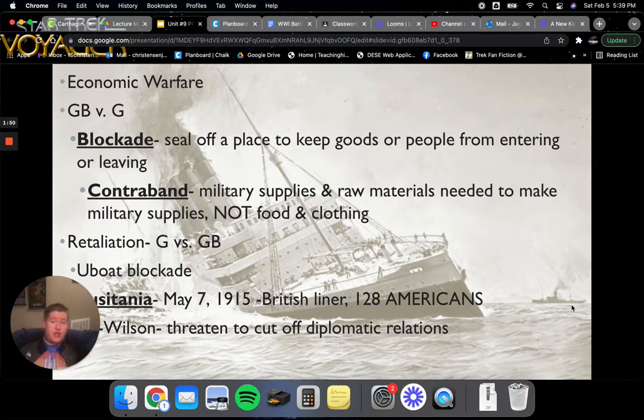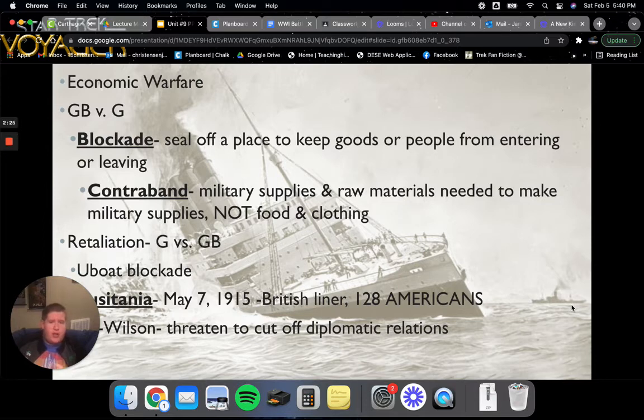This extended to things like gunpowder, certain metals that were required to make guns. Now, in retaliation at the hands of Germany against the British, they used a U-boat blockade. And in May of 1915, they sunk a British passenger liner, the Lusitania, which was also carrying 128 Americans that died. As a result, President Wilson of the United States started to cut off diplomatic relations if any more Americans were killed. Prior to this point, American ships had been left alone because the United States had not gotten involved in the war. We stayed out of it for as long as we could.